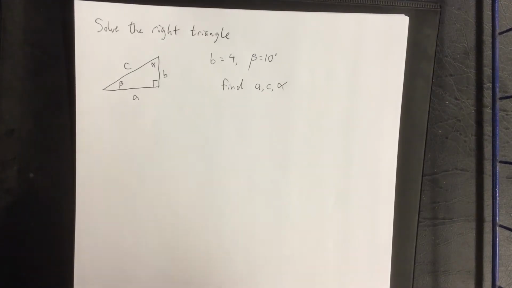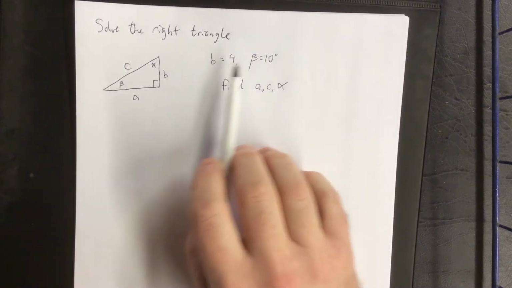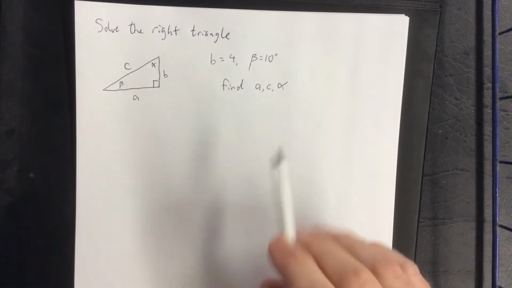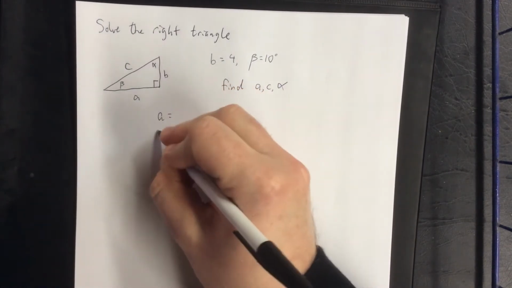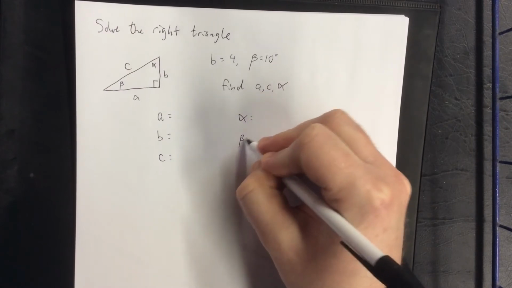In this example, we are given the right angle of a triangle, one of the side lengths, and one of the angles associated with the triangle. Our goal is to finish solving the right triangle. So first things first, I'm going to organize my data in the following fashion.